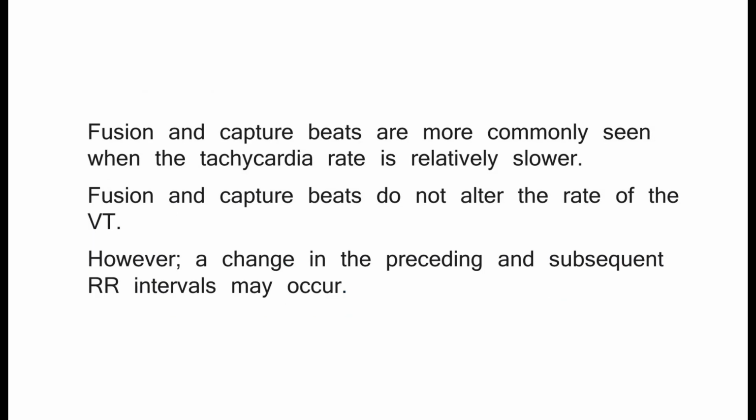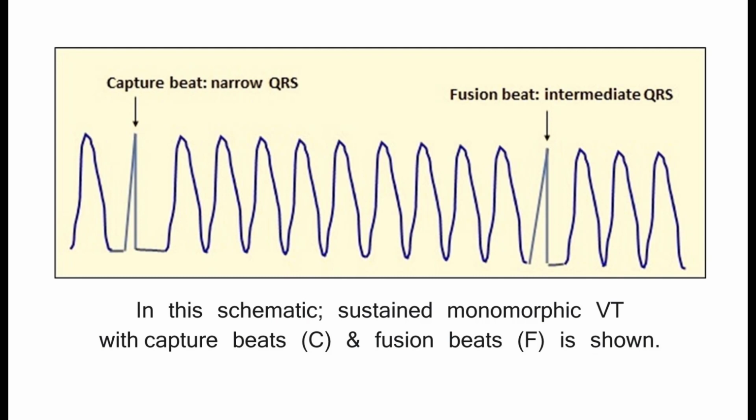Fusion and capture beats are more commonly seen when the tachycardia rate is relatively slower. Fusion and capture beats do not alter the rate of the VT. However, a change in the preceding and subsequent RR intervals may occur. In this schematic, sustained monomorphic VT with capture beats, C, and fusion beats, F, is shown.